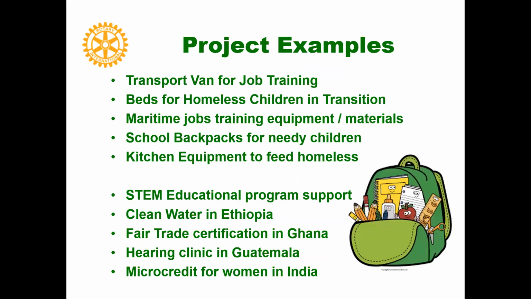Next slide, please. Project examples. These are just a couple of items that have been passed in the past. So that's a transportation van for job training, beds for homeless children in transition, maritime jobs training equipment or materials, school backpacks for needy children, kitchen equipment to feed the homeless. There have been STEM educational program support, clean water in Ethiopia. This is where a district grant is used internationally. Same with the Fair Trade certification in Ghana, hearing clinic in Guatemala, and microcredit for women in India.